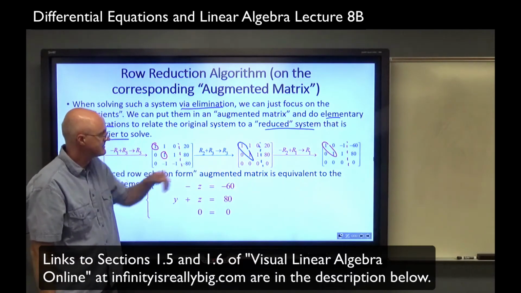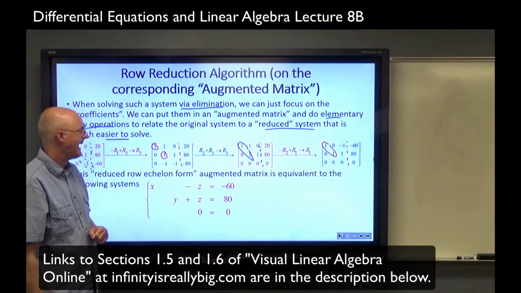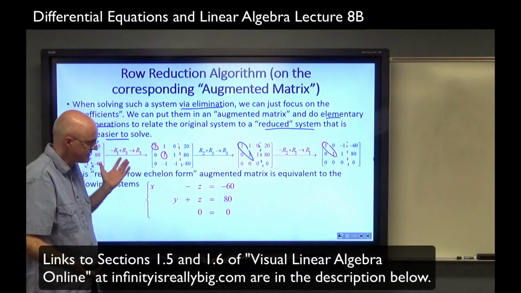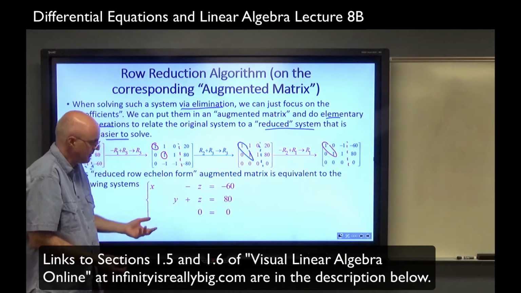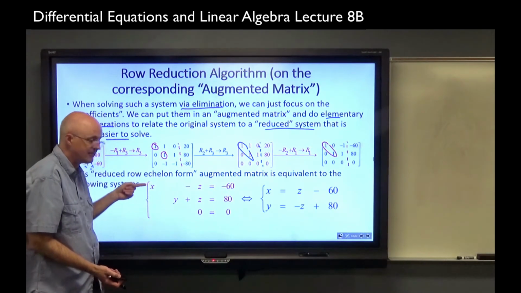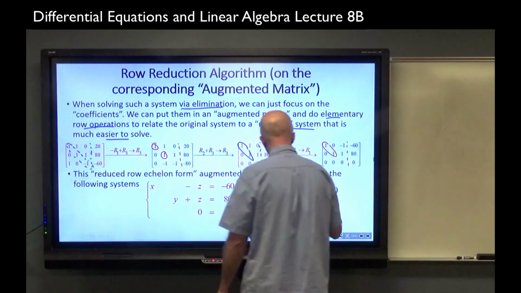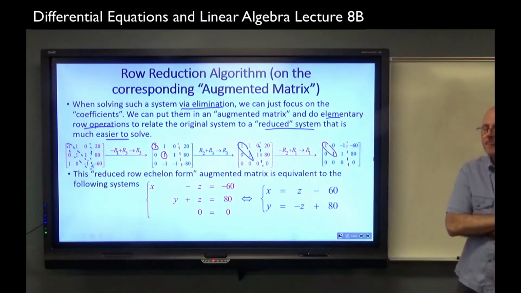X minus z equals negative 60. Y plus z equals 80. And 0 equals 0, which I can just get rid of. I can ignore that because I know that's true. I don't need it. I can add z to both sides of the first equation and subtract z from both sides of this equation to write both x and y as functions of z.